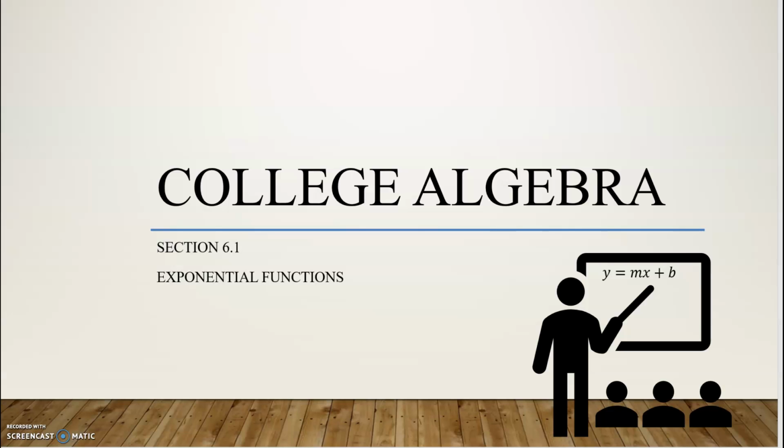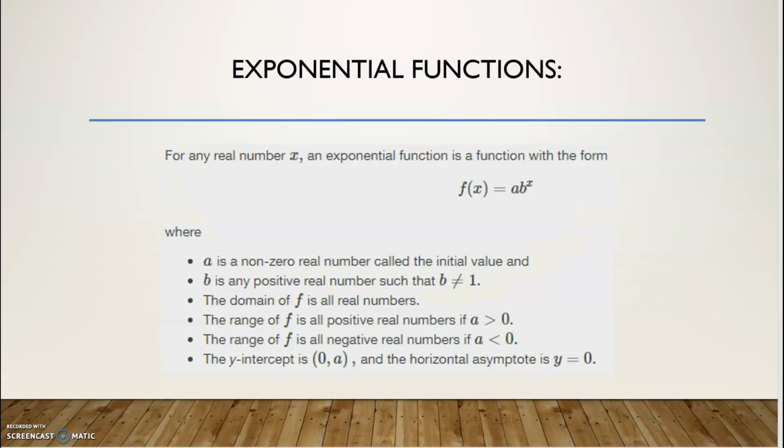Alright, this is section 6.1 and we're talking about exponential functions. So for any real number x, an exponential function is a function of the form f of x is equal to a times b raised to x. a is going to be a non-zero real number called the initial value. b is any positive real number such that b is not equal to 1. Okay, so positive real number.